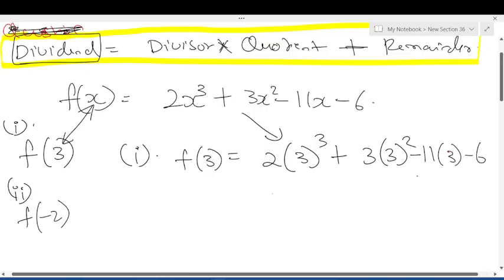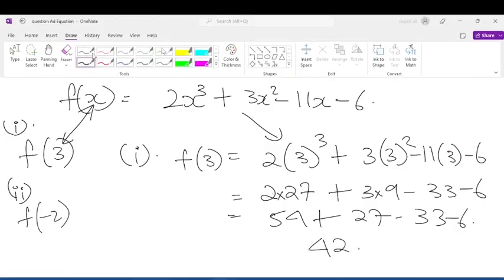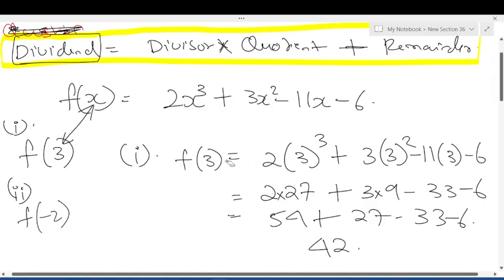Very simple concept, but if you look at the textbook, it is very complicated. Fine. So just remember the direct concept. What is 3 cube? 27. So 2 into 27, 54, plus 3 nines are 27, minus 33, minus 6. Use board math. You'll get the direct answer 42. Right? This is the first type of question.